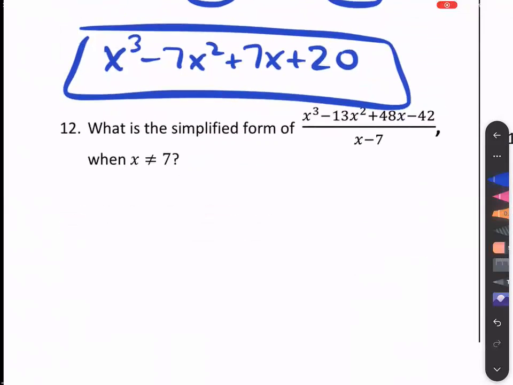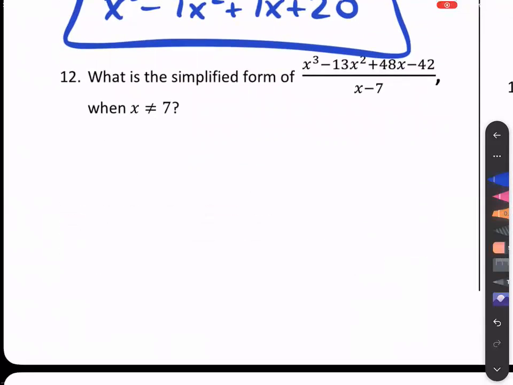For number 12, this is a division problem. Again, this one is worded a little strange. We haven't necessarily seen it like this. The reason they put x cannot equal 7 is that if I plugged in a 7 on the bottom, I would get 0, and I'm not allowed to divide by 0. So that doesn't affect what you're doing at all. They just have to put it there, or else you're technically not allowed to solve the problem.